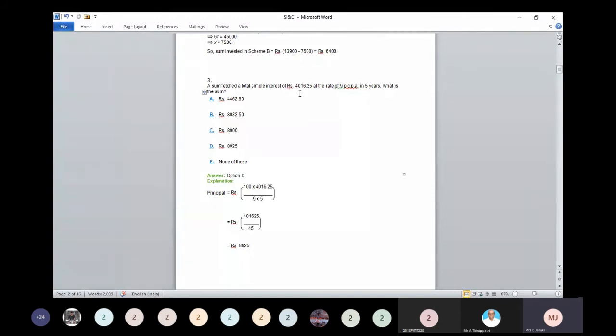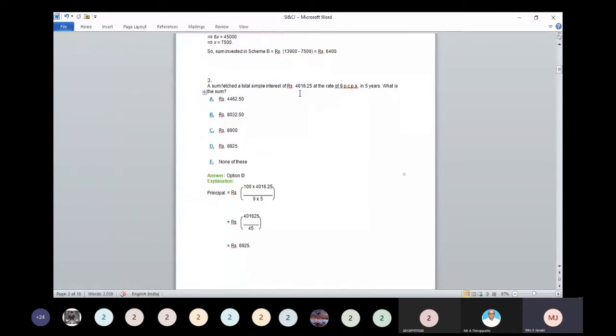Simple interest is equal to what? Write down the formula. What is the simple interest formula? Write in your notebook. Simple interest is equal to P into R into T divided by 100. Okay, this is the known formula. Now in this problem, we know the simple interest value, that is 4016.25, and the rate of interest also, and time is 5 years. Using this result, find out the P value.